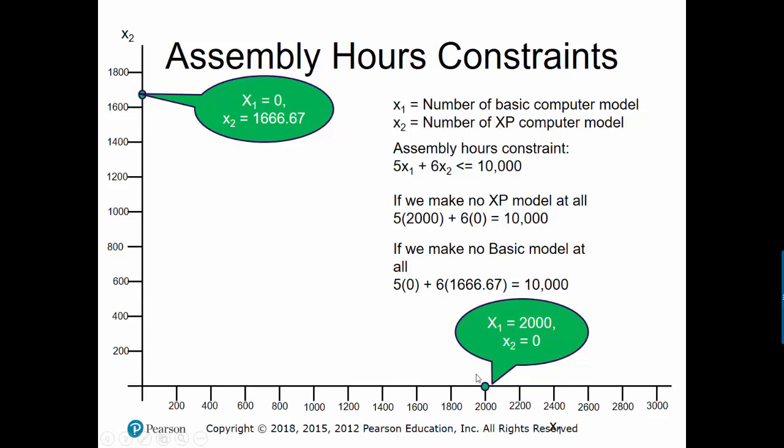Now if you connect these two points, you will find all the different combinations of values for x sub 1 and x sub 2 that will satisfy this constraint by being exactly equal to 10,000. But our constraint is not exactly equal to 10,000. Our constraint is to stay less than or equal to 10,000. So this is the feasible region we start out with, because remember, x sub 1 has to be greater than or equal to 0, and x sub 2 has to be greater than or equal to 0.